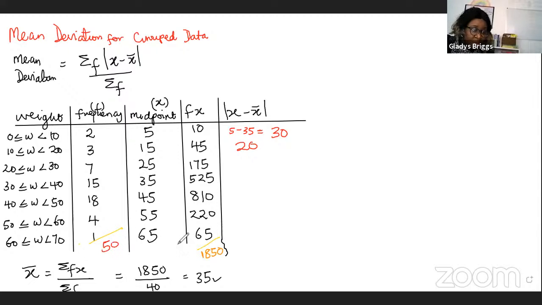Okay. So 1850 divided by 50 is going to give us 37. So X bar is 37. Have we written that down correctly? 2, 3, 7, 15, 18, 4, and 1. So this is going to be 50 here, and then we have 37 here.